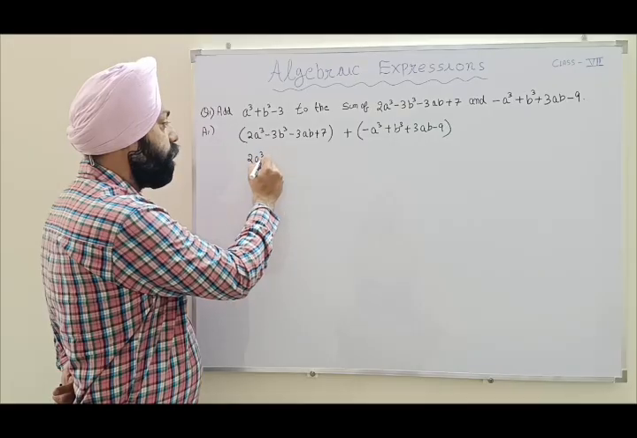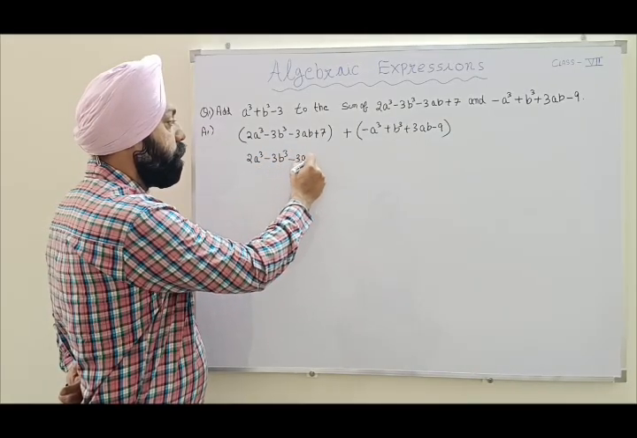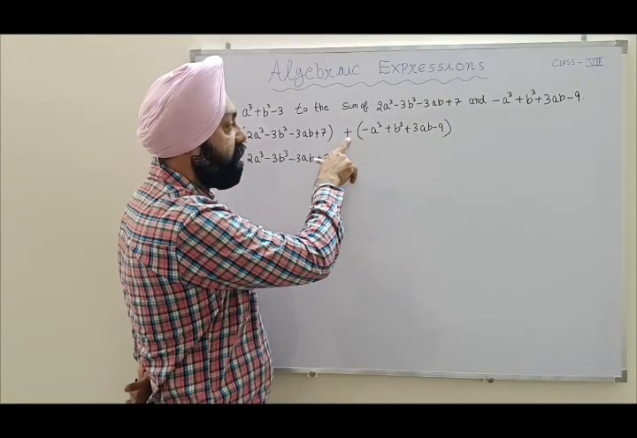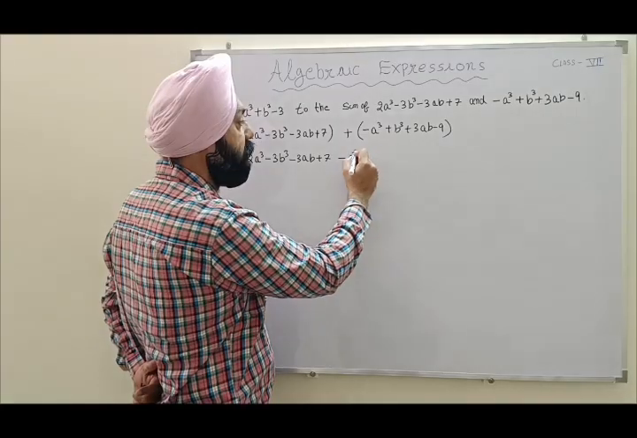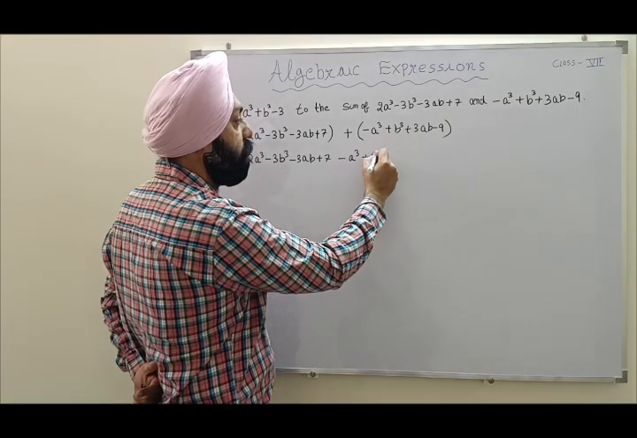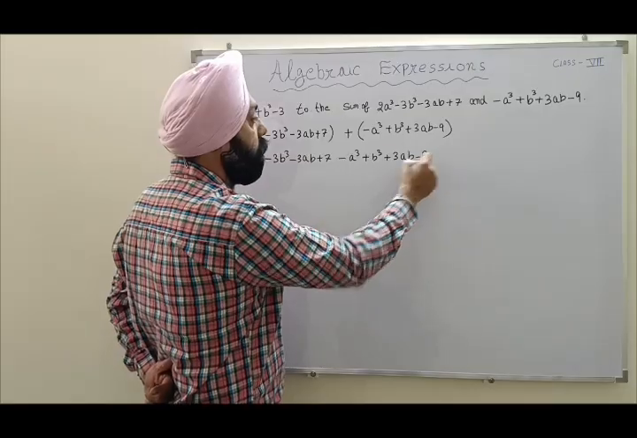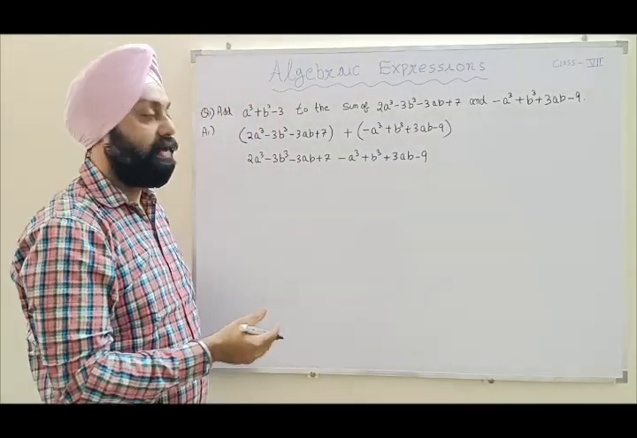So 2a cube minus 3b cube minus 3ab plus 7. Again, there is a positive sign before the bracket, so no sign change is there. So we will copy the expression as it is. And after this, the next step is to combine the like terms.